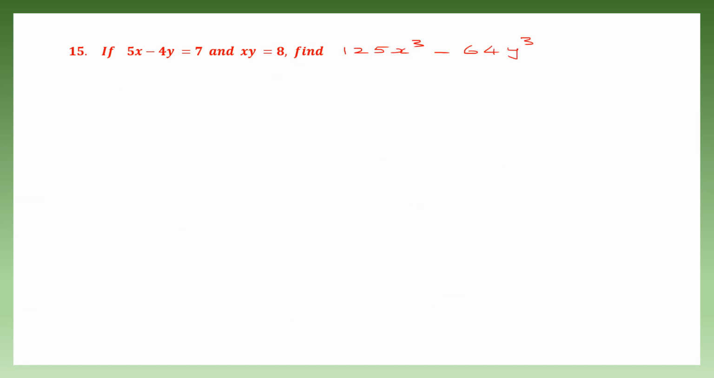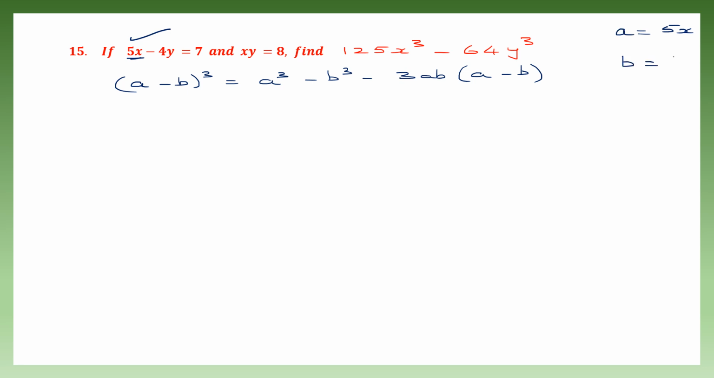Question 15. If 5x minus 4y is equal to 7 and xy is equal to 8, find 125x cube minus 64y cube. So you know, isn't it, children, that whenever you see a cube, apply the cube formula. So here we can apply the formula for a minus b, the whole cube, which is a cube minus b cube minus 3ab into a minus b. So in this case, a is going to be the first term, which is 5x. And b will be the second term, which is 4y.